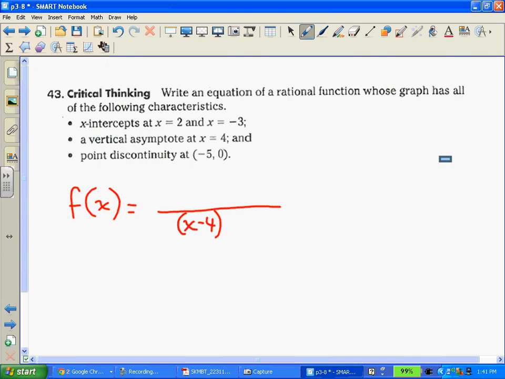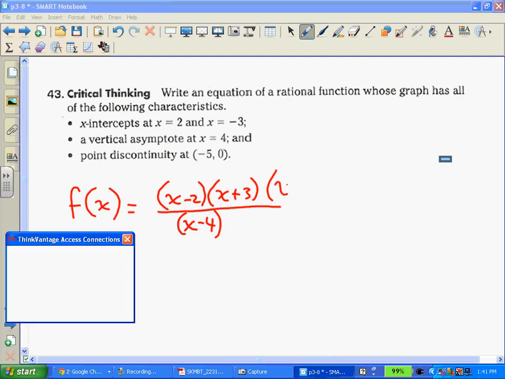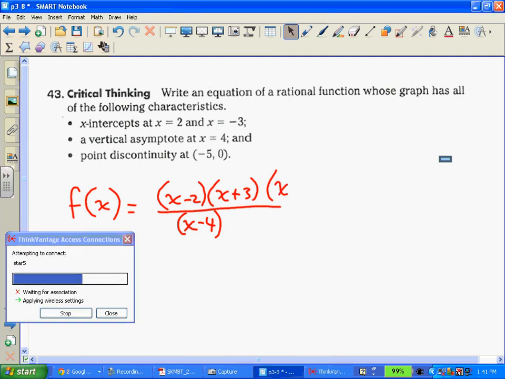If it has an x-intercept at x equals 2 and x equals -3, that gives us a 0 in the numerator. So x minus 2 as a factor times x plus 3. But we also have another x-intercept, which we're going to later take out as a point discontinuity, and that is the x-intercept at (-5, 0). So that would be x plus 5 as a factor on top.